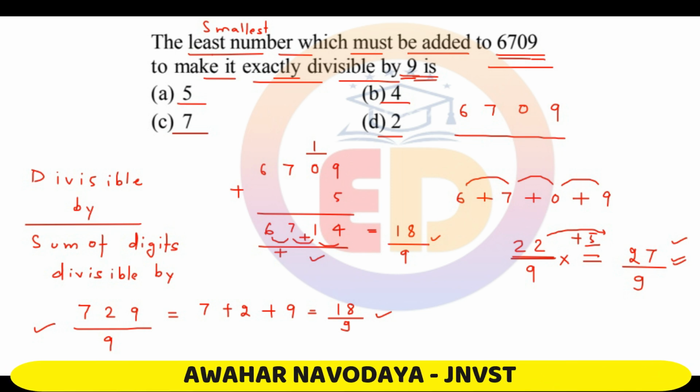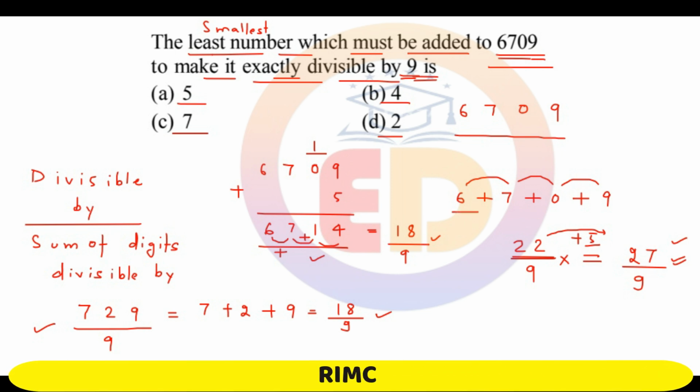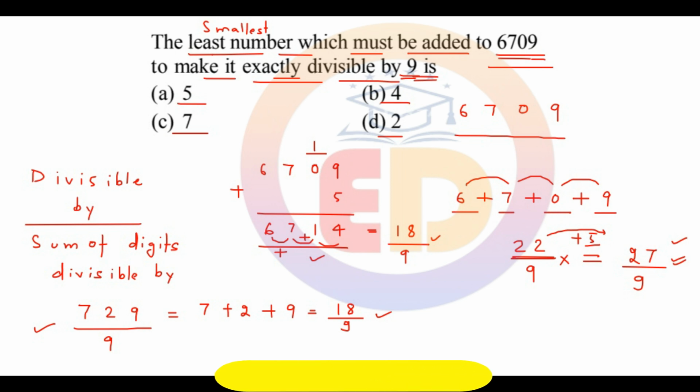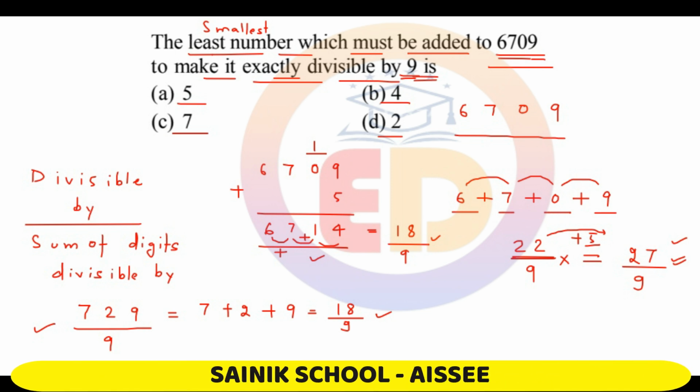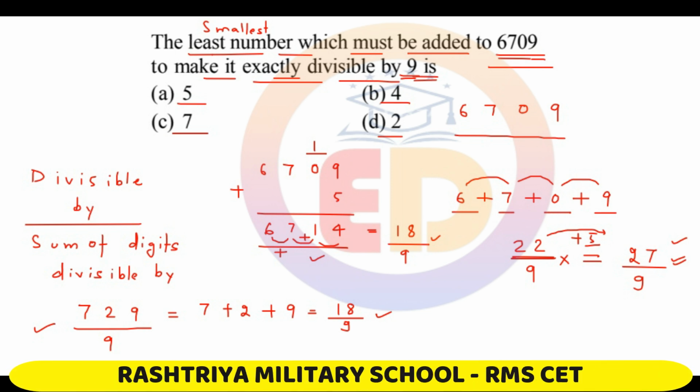हमने सबसे पहले क्वेश्चन को सॉल्व करने के लिए इस नंबर के डिजिट्स को ऐड किया. 6, 7, 0 और 9 को हमने ऐड किया, उससे हमें 22 आया. 22, 9 से डिवाइड नहीं होता है, तो 22 के बाद अगला कौन सा नंबर है जो 9 से डिवाइड होगा? It is the third multiple of 9, 27. इसका मतलब हमें 22 को 27 बनाना है.